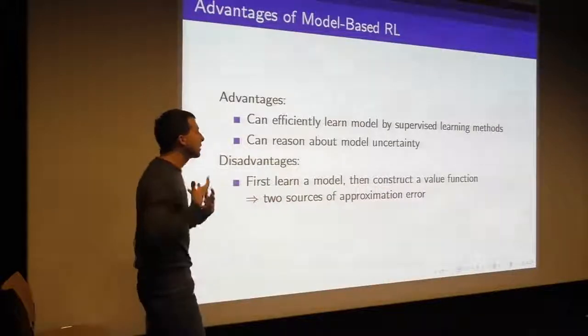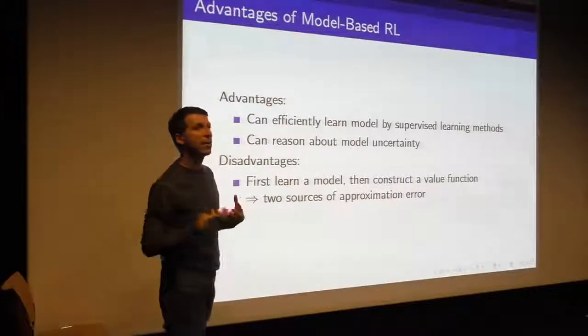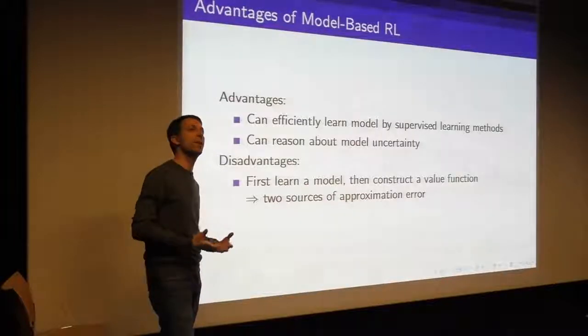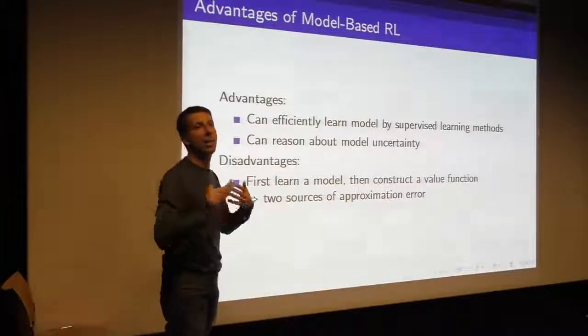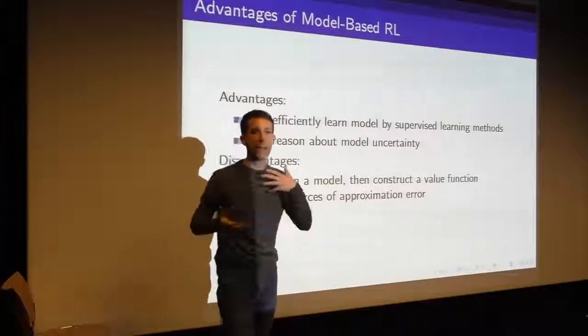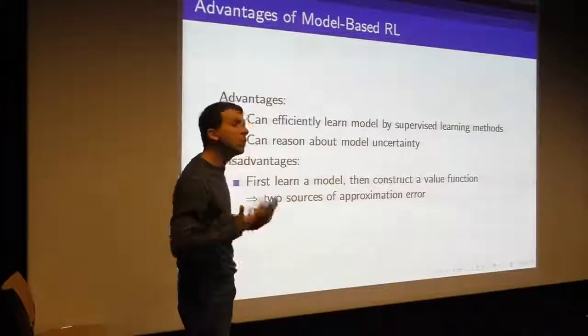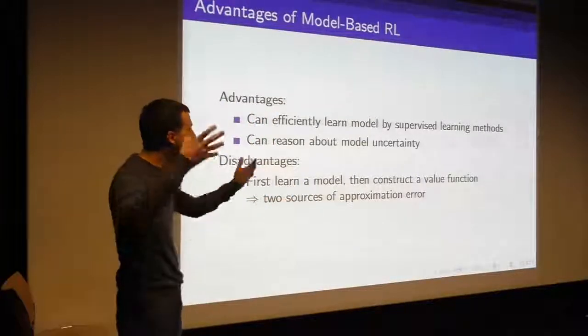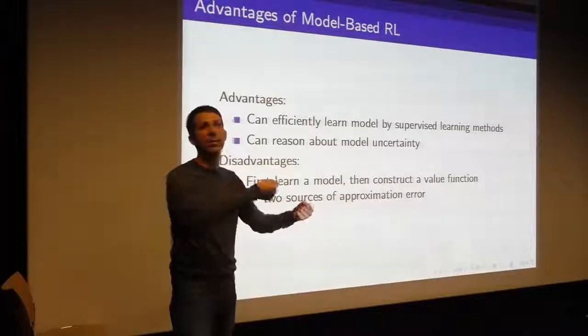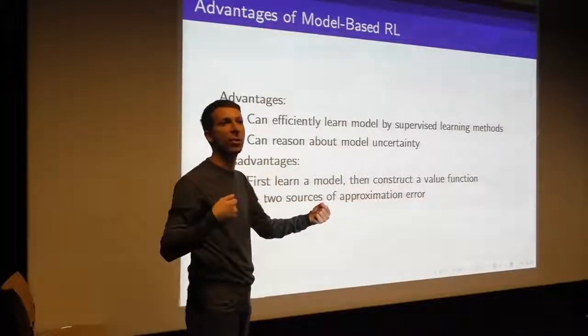So really that's perhaps the main advantage: sometimes a model is a more compact representation than a value function, or not just more compact, a more useful representation of the information about the environment than you might access directly by a value function or a policy.